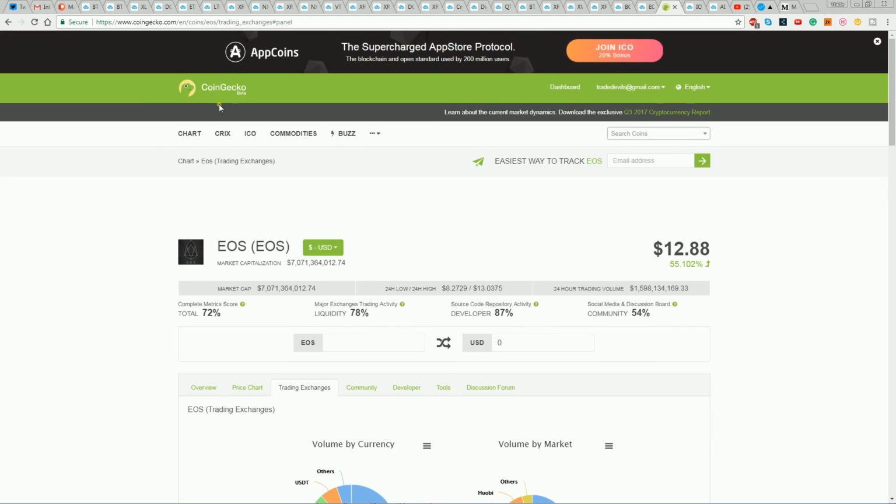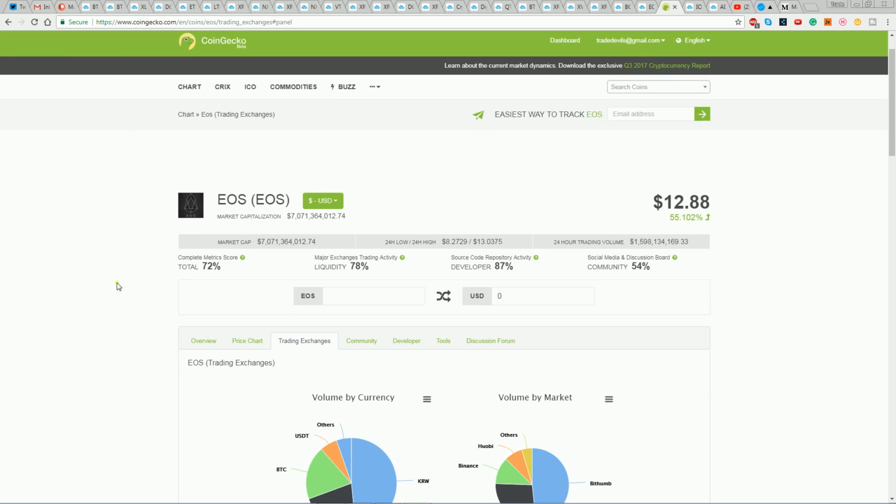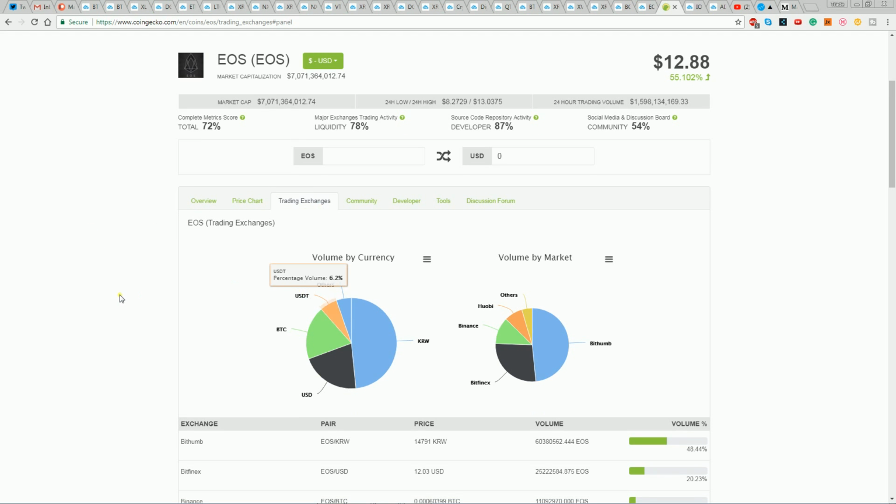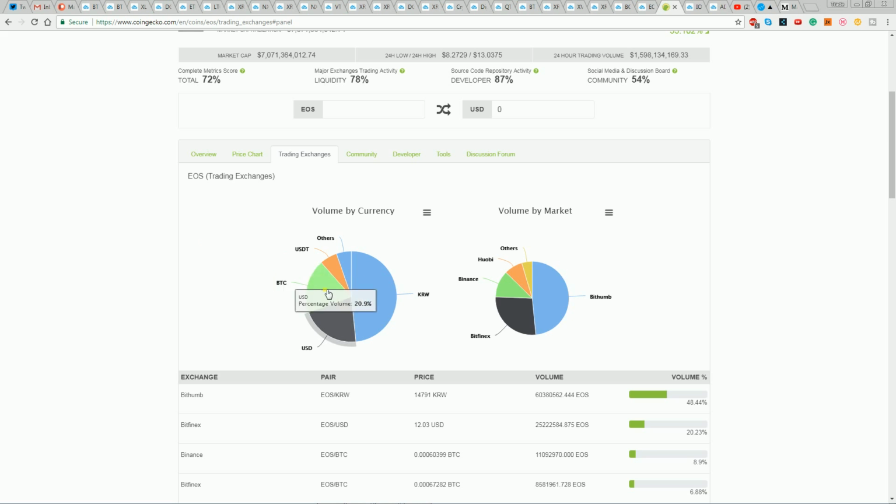So here I'm over on CoinGecko now. So we can look at this. We know EOS is one of the top 10 alts. It's got a market cap of over 7 billion, with a metric score of 72, interestingly the same score that IOTA has. And also equally interesting, when we look here at where it's trading, we have about an equal split between the US dollar and Bitcoin.